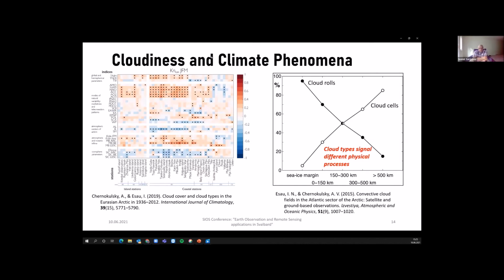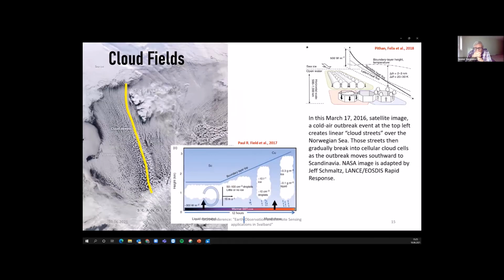Changes in the total cloud fraction are often highly correlated with climatic phenomena. At Svalbard, they are correlated with meridional atmospheric advection, cold or warm outbreak events, and the following air mass transformation. In this respect, clouds are organized in large cloud fields, where the role of vertical turbulent convection is increasing with distance from the marginal ice zone. The convective cloud fields are related to turbulence self-organization in the lower atmosphere.